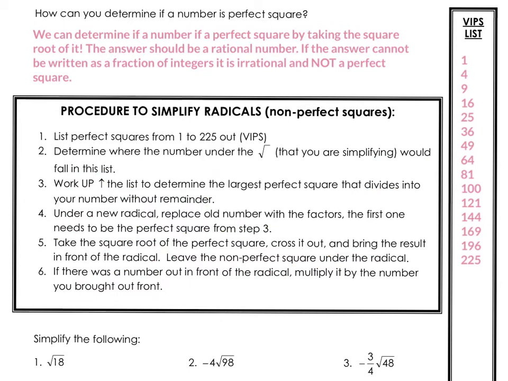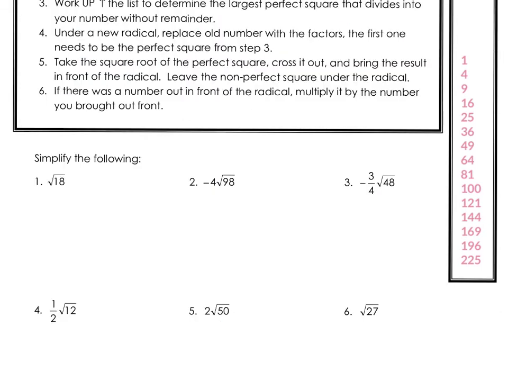Okay, let's look at a few examples. The first one here is the square root of 18. If I look on my list, I can see that 18 would fall between 16 and 25. Then I start working backwards through the list to find something that divides in. 18 divided by 16 doesn't work. Divided by 9, 18 divided by 9 does work. So that's our first perfect square that goes into the number. So I'm going to rewrite a radical and put 9 times 2, since 18 divided by 9 is 2, under a radical.